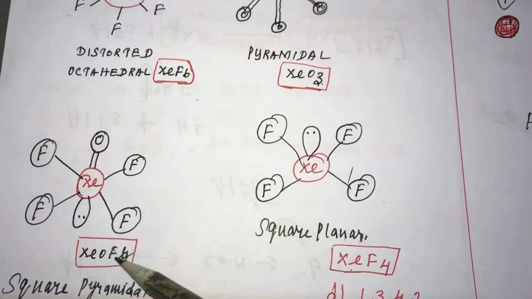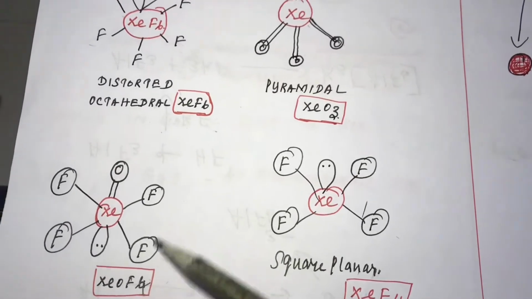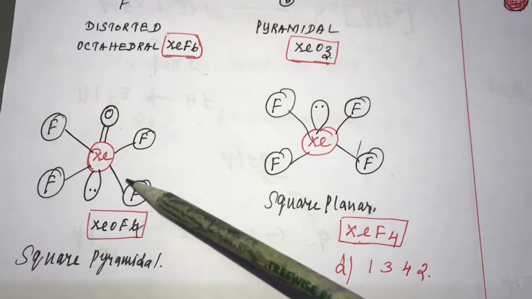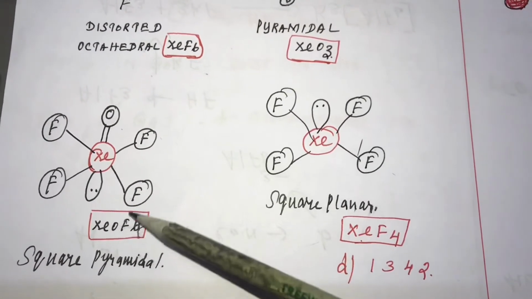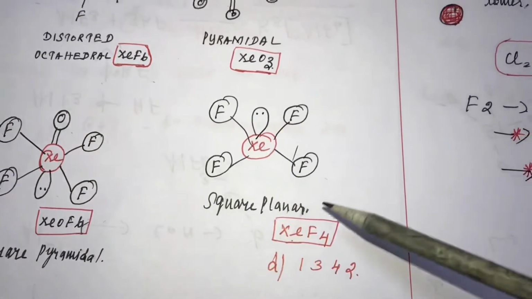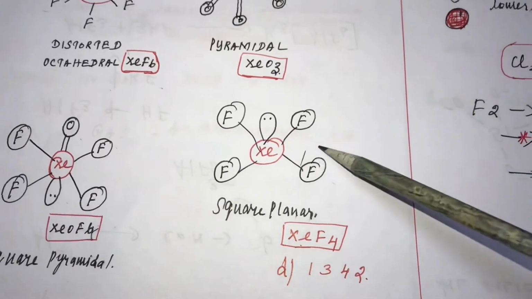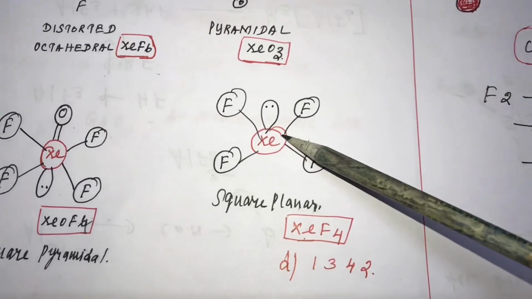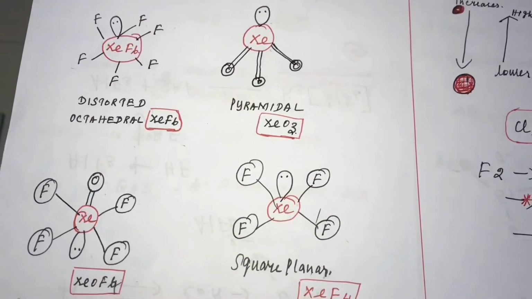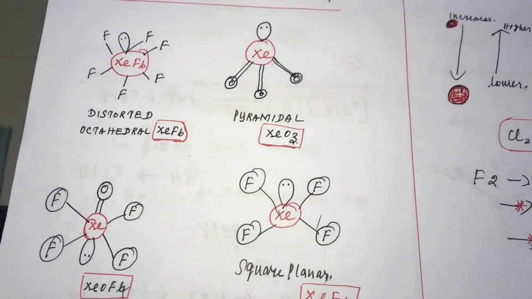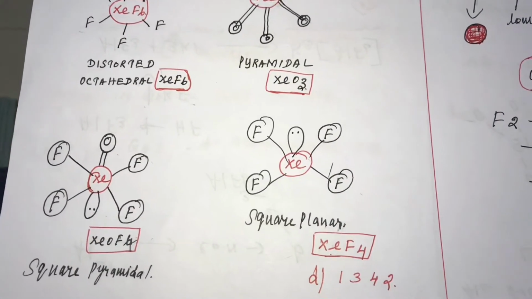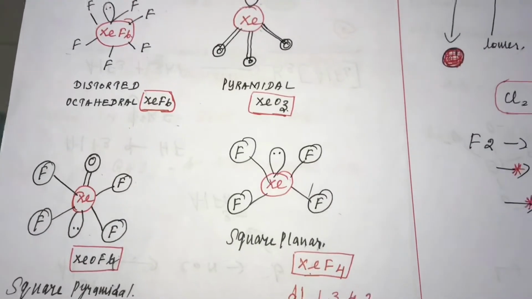And here XeOF4 has 1 oxygen atom and 4 fluorine at the corners, giving the shape of XeOF4 as square pyramidal, with 1 lone pair of electrons and 5 bonded pairs of electrons. And XeF4 has 4 fluorine at the corners with 1 lone pair of electrons on the top, giving the structure of square planar. So XeF6 is distorted octahedral, XeO3 pyramidal, XeOF4 square pyramidal and XeF4 square planar. These are all the structures.